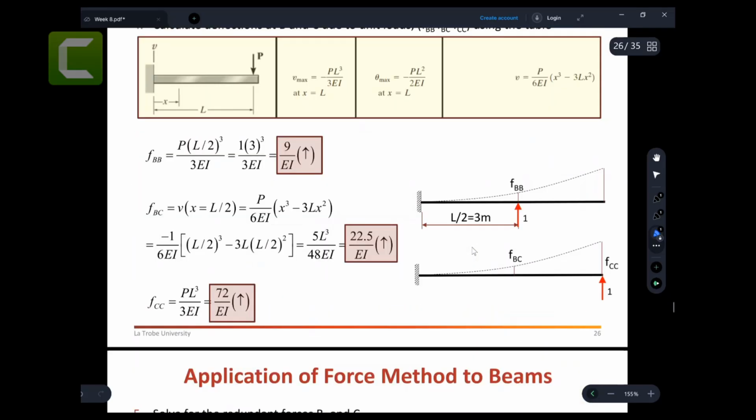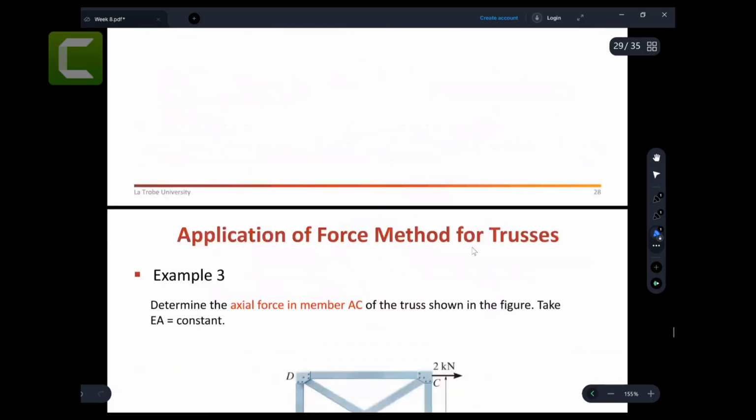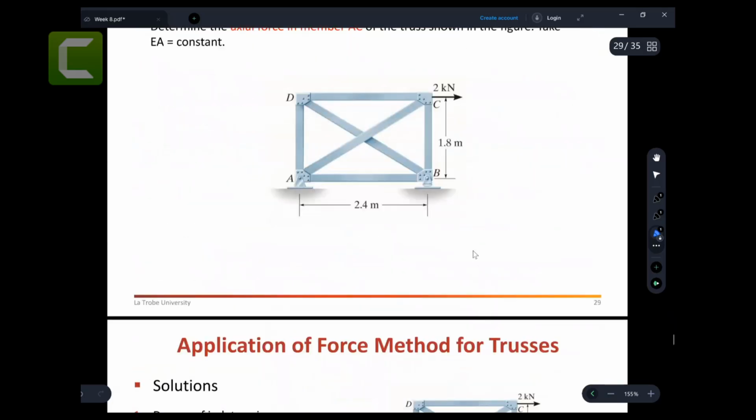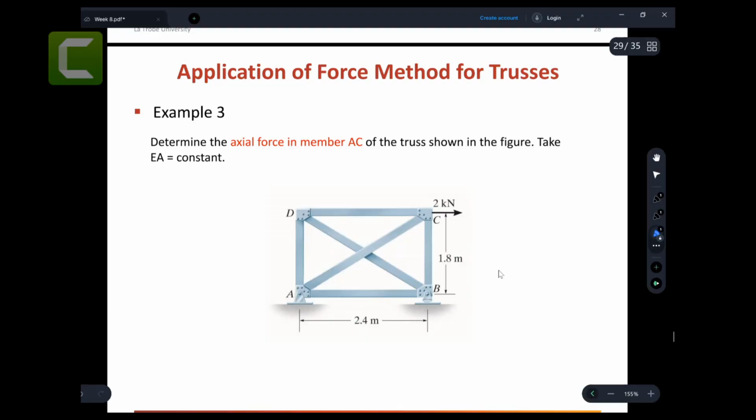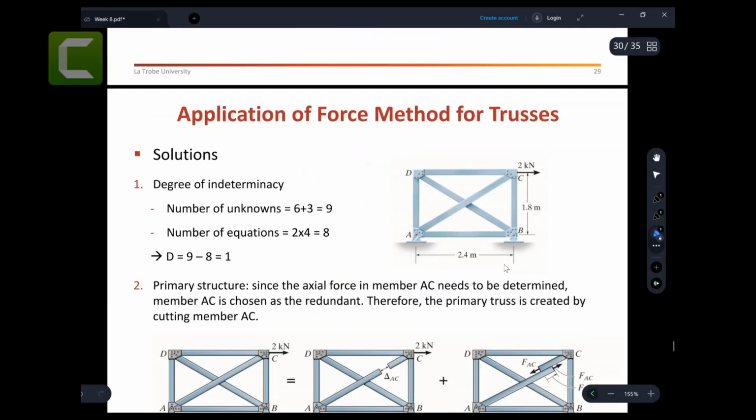So we solved all this one. Now, let me just go through this one. So determining the force in the member AC. We need to find the force in the member AC, either in tension or in compression. So we need to find that force in the member of the truss shown in the figure. Take EA, axial rigidity, equal to constant.